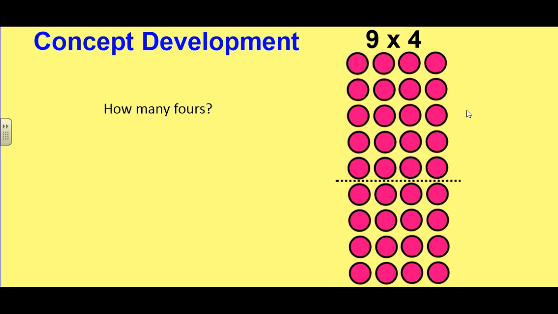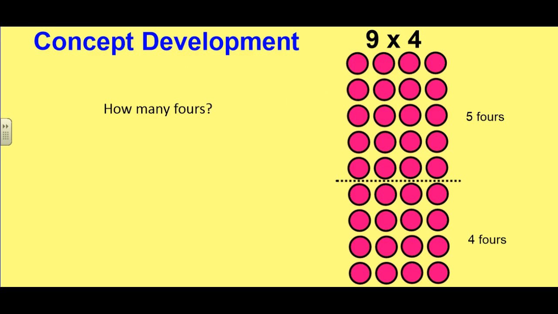Since we have 5 rows with 4 in each row, then we know that we're going to have 5 4s. And then down here we've got 1, 2, 3, 4 rows of 4, so we know that we have 4 4s. And you can see that the 9 was broken apart into 5 and 4, because when you put 5 and 4 together, that's equal to 9. So now we're going to draw our number bond.